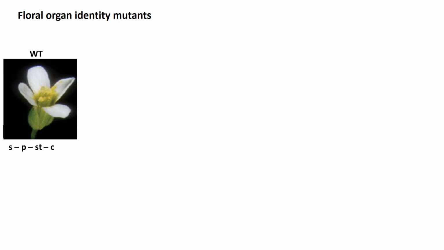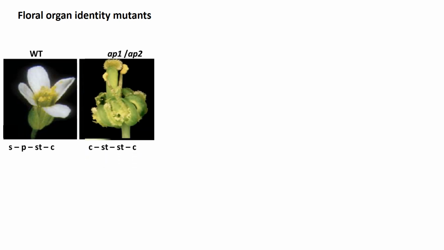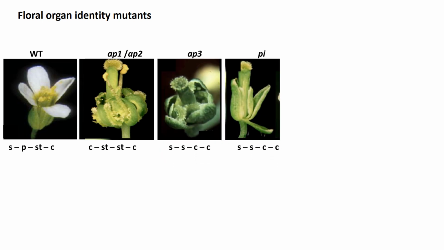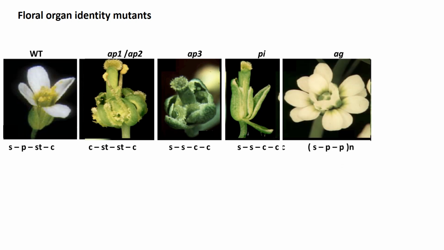Mutants for the floral organ identity genes show replacement of the organs in the floral whorls. We have already seen that AP1 mutant flowers show the absence of sepals and petals, which are replaced by carpels and stamens respectively. The AP2 mutants also show carpel, stamen, carpel respectively in the four whorls. The AP3 and pistillata mutants show sepal, carpel configuration, and agamous mutants show sepal, petal configuration, which repeats several times to form a flower within flower phenotype.